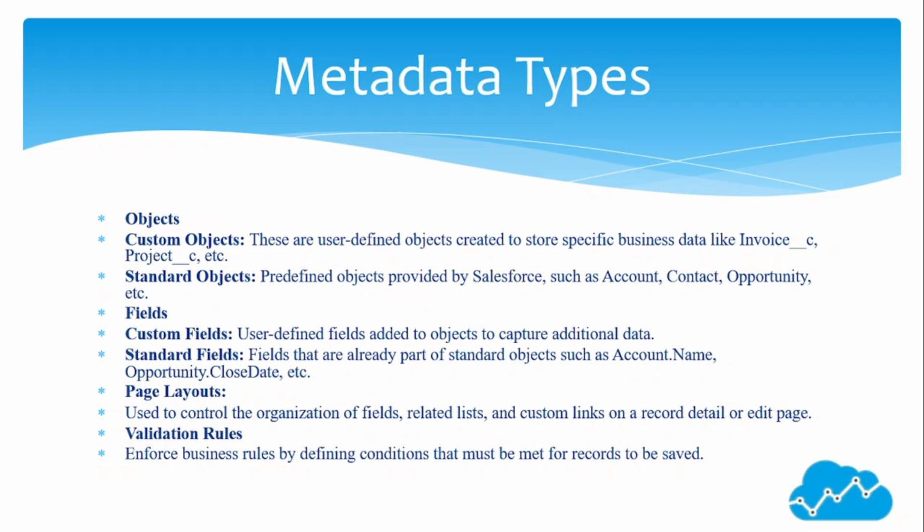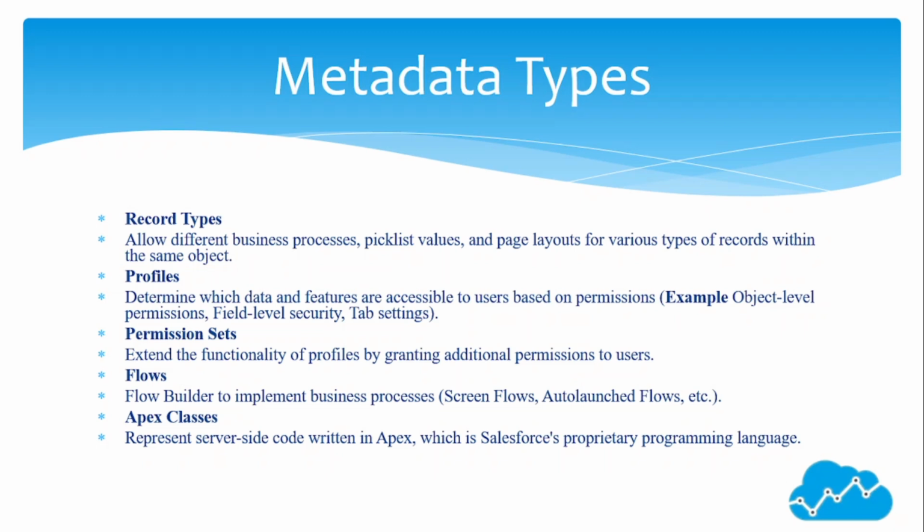Page layouts, used to control the organization of fields, related lists, and custom links on a record detail or edit page. Validation rules, enforce business rules by defining conditions that must be met for records to be saved. Record types allow different business processes, pick list values, and page layouts for various types of records within the same object.